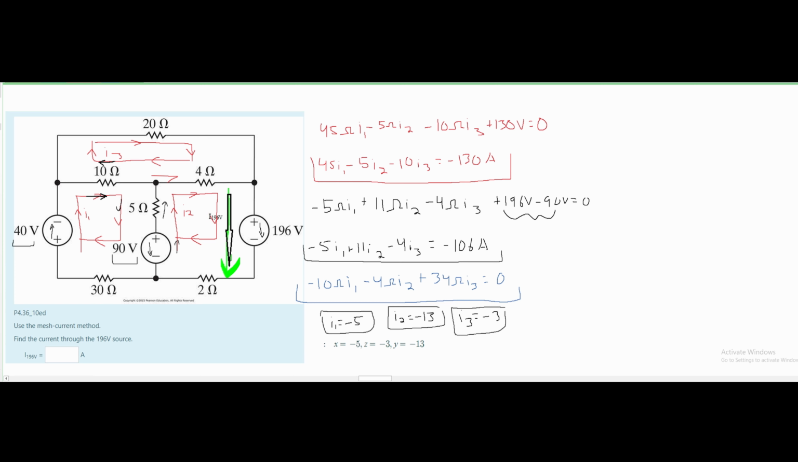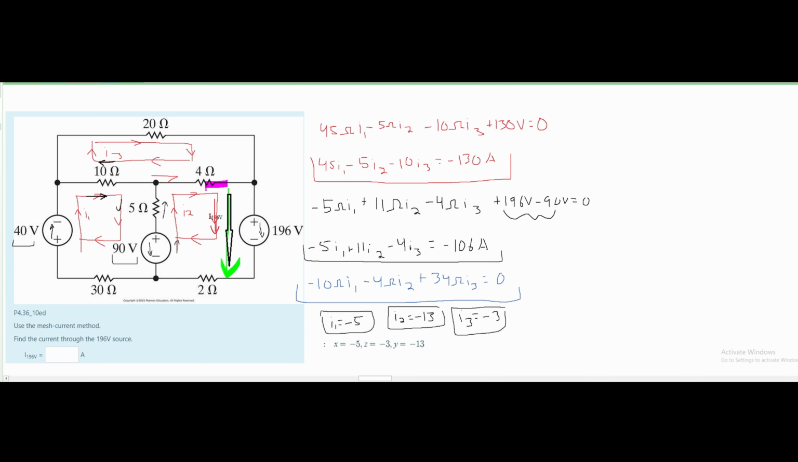Looking back here, we're going to look at the current flowing through our 196 volts. It's flowing like this. It's flowing with the current that we drew here. So we know it's in the same direction, so whatever sign we get out of it is the sign we're leaving it. We don't need to put a negative in front of it because it's in the same direction. Now we're going to focus on our I2.